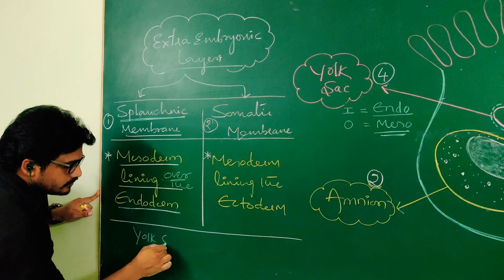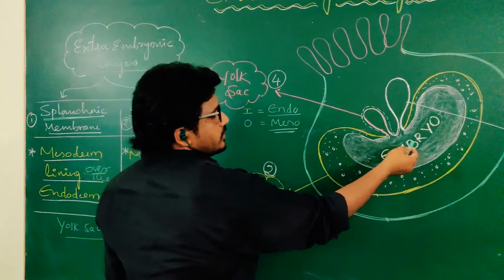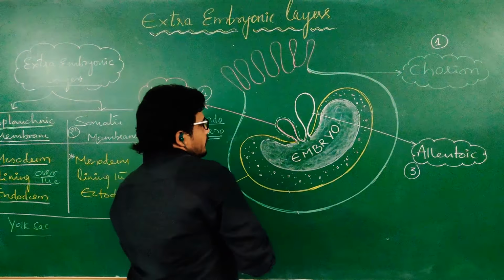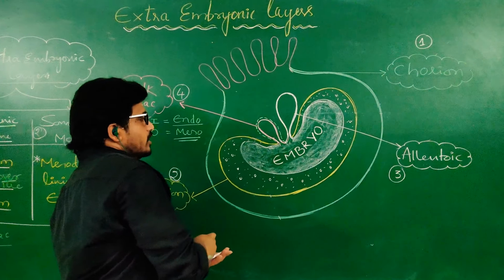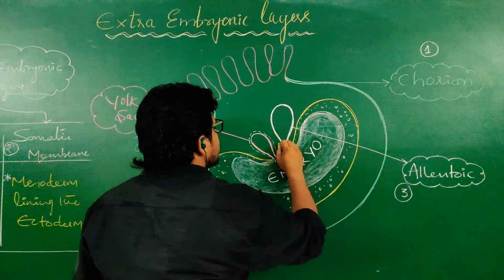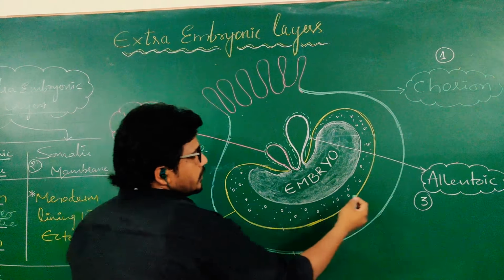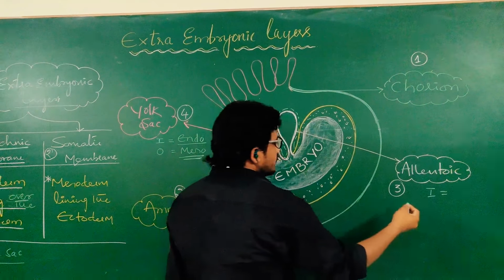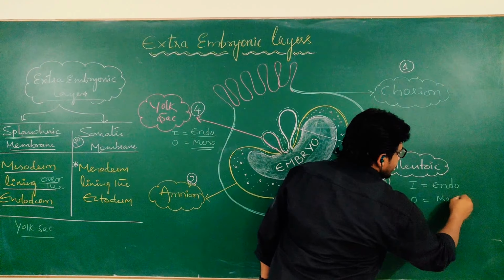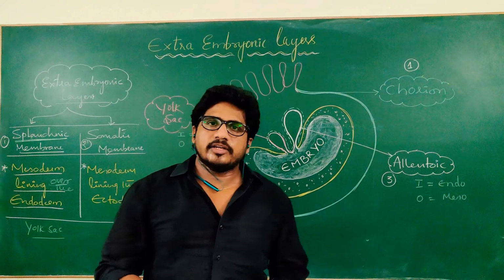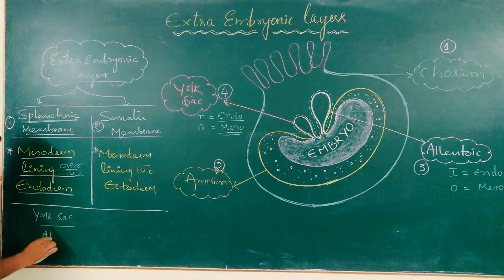Let us see what the other type is. The allantois is also derived from endodermal cells, and these endodermal cells are lined by mesoderm again. So in the allantois, the inner coat is endoderm and the outer coat is mesoderm. So the same alignment as the yolk sac. So the yolk sac is the example for the splanchnic type of membrane, and the allantois also.